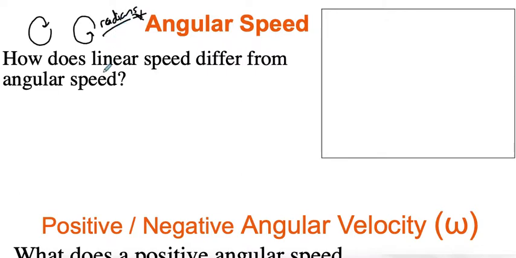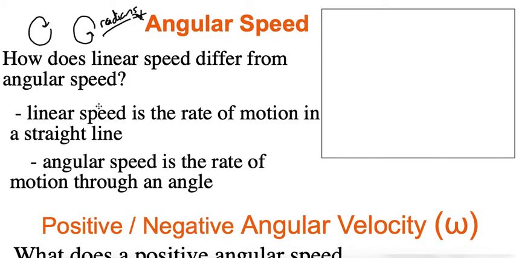How does linear speed differ from angular speed? Linear speed is just the rate of motion in a straight line, and angular speed is the rate of motion through an angle. Remember, that would be theta, or that could also be a radian measurement. And if you forgot, 1 radian is equal to 57.3 degrees. So that is a conversion factor that we needed to remember from before.